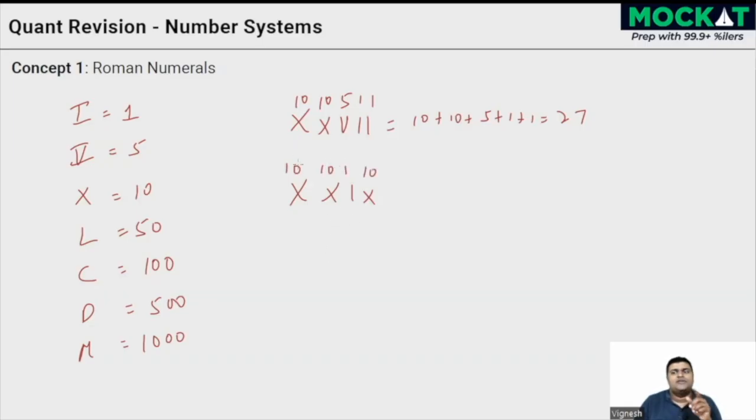Now what's happening over here? It's not exactly descending. After 1, it's going up to 10 again. So it's supposed to be a minus 1 plus 10. When you have a smaller number before a larger number, you have to subtract it. So it's 3 tens and a minus 1: 10 plus 10 minus 1 plus 10, which is 29. Quite a painful number system to work with, and that is precisely the reason why we don't use this in actual life where calculations matter. It's used to refer to sections and other things.